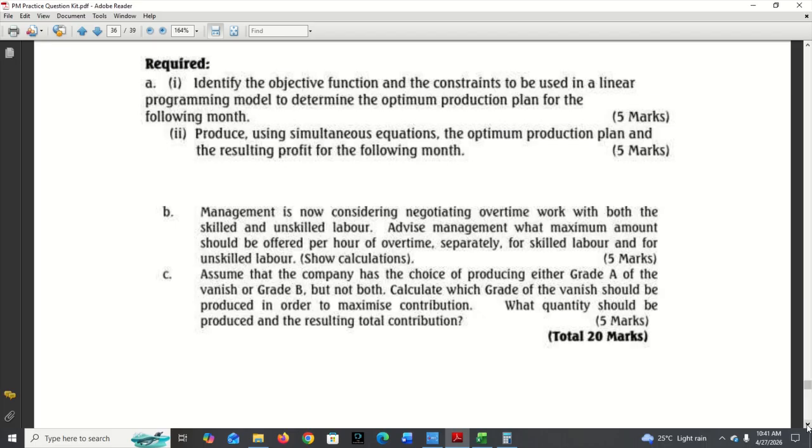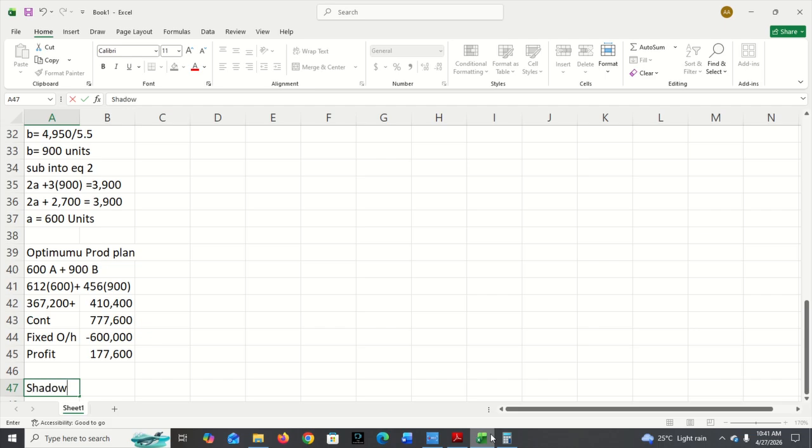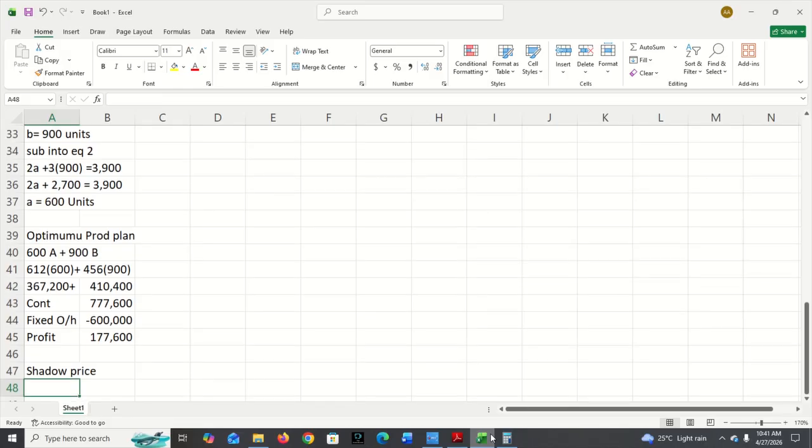This time they're asking us to calculate what we call shadow price, to find how much it is going to be for both skilled and unskilled labor. So for our shadow price, the first thing is that we are going to turn our function for skilled and unskilled labor to x and y. So we say let x represent skilled, y will represent unskilled.